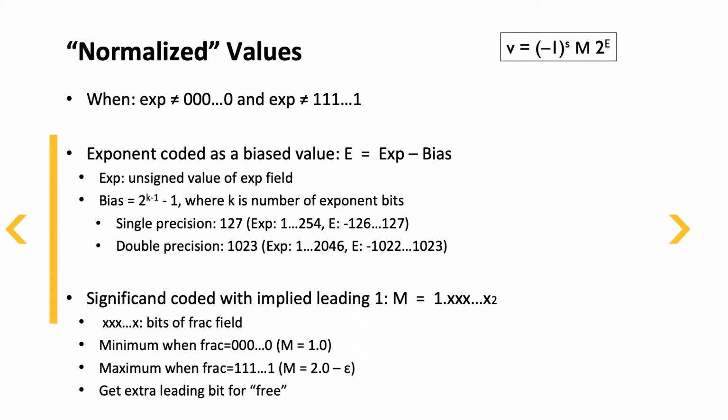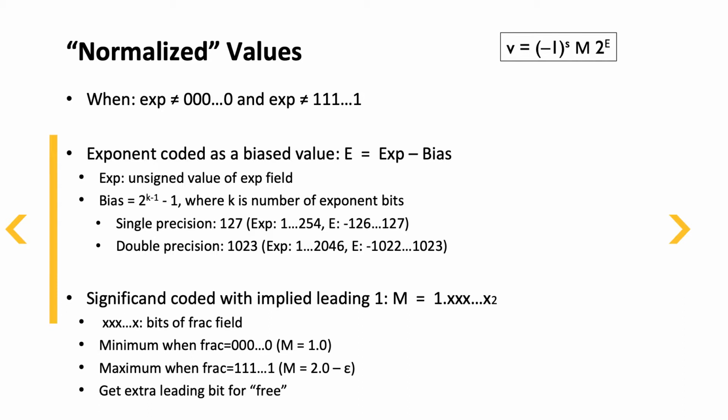So it's minimum when frac is all zeros, right? That just means that our significand is going to be 1.0, right? If we take a 1 point, that's implied because we know we're using a normalized value, tack on a whole bunch of zeros, that just means that our significand is 1.0. Now it's going to be maximum when frac is all ones.